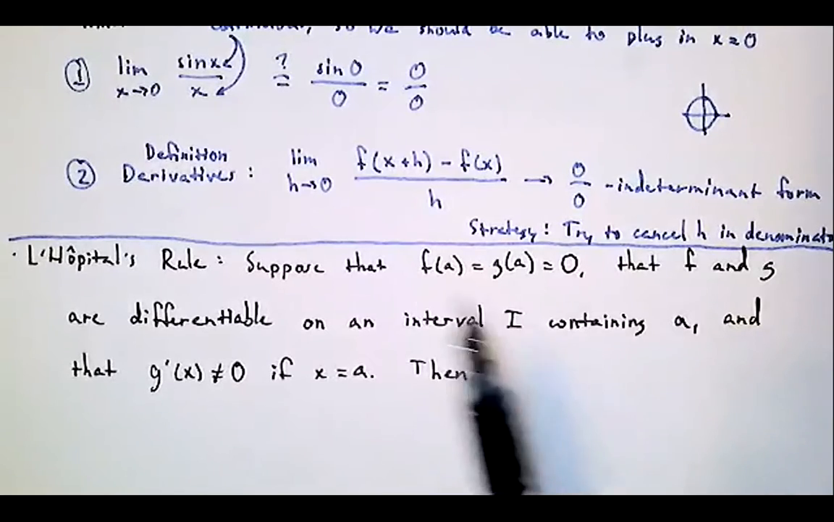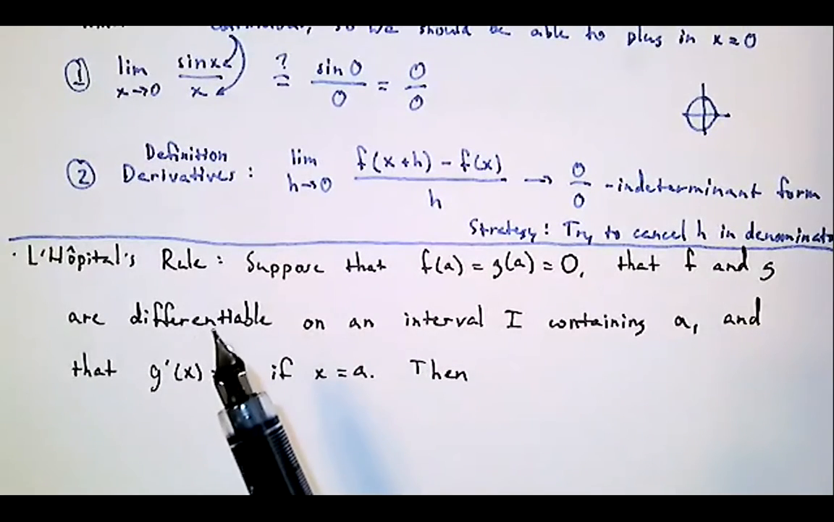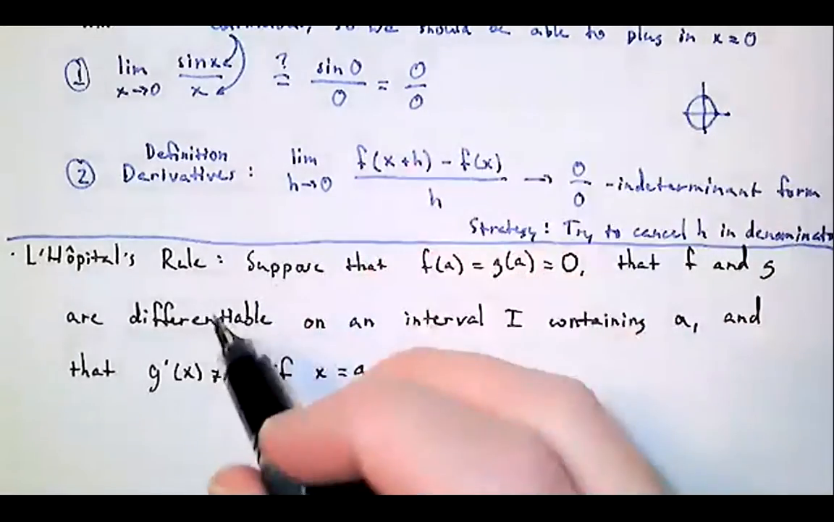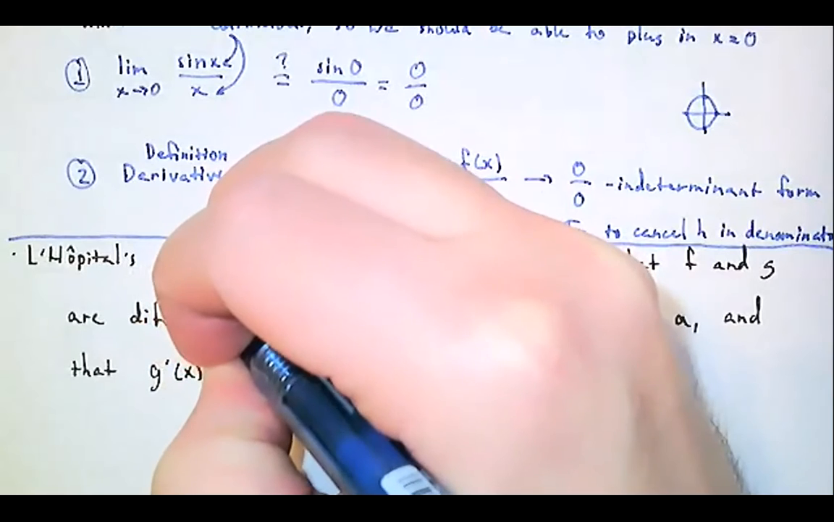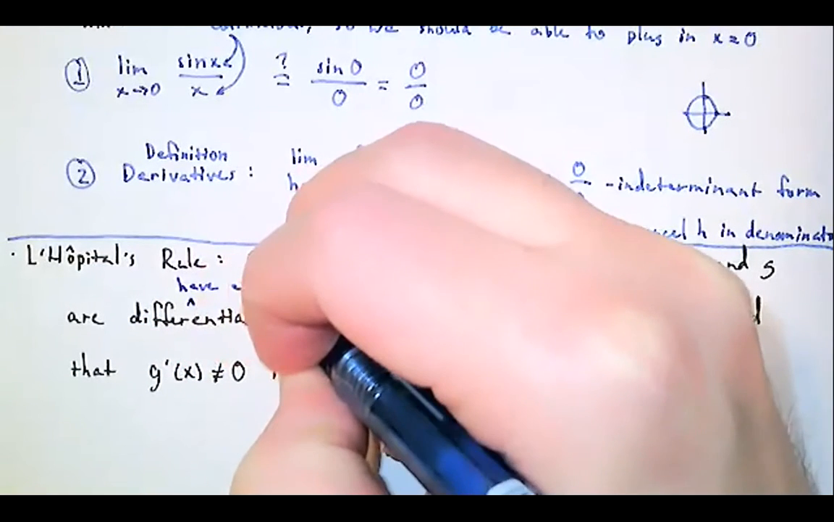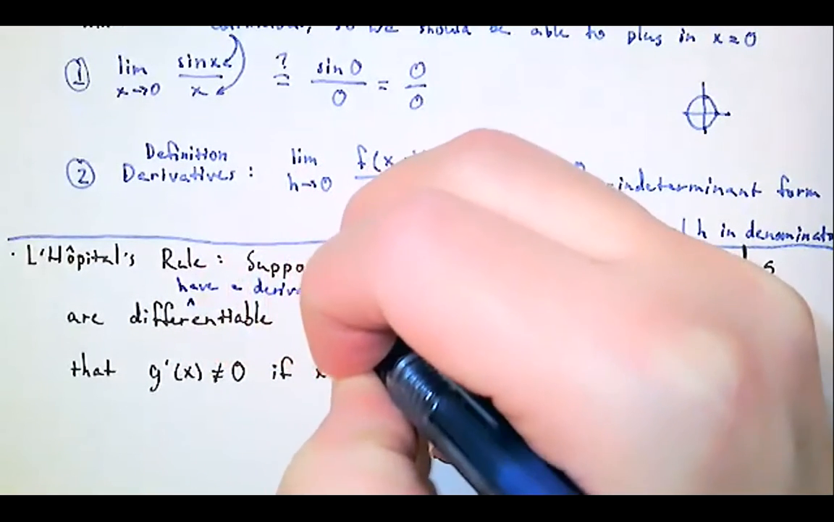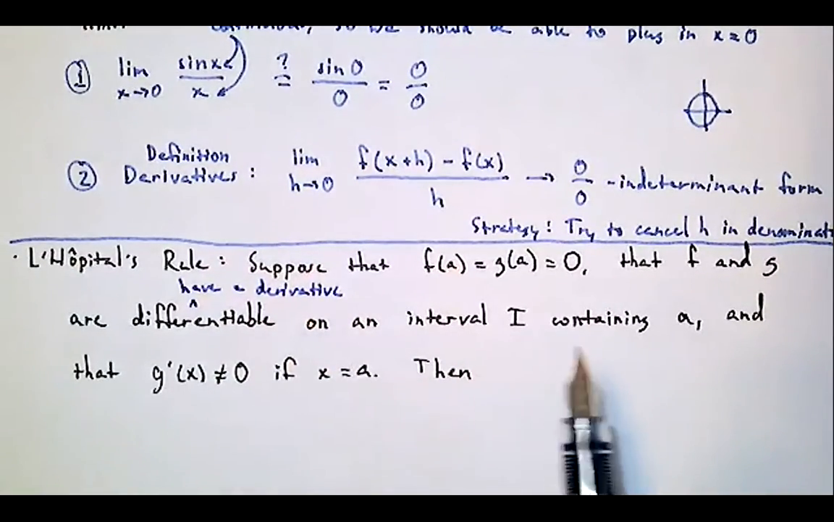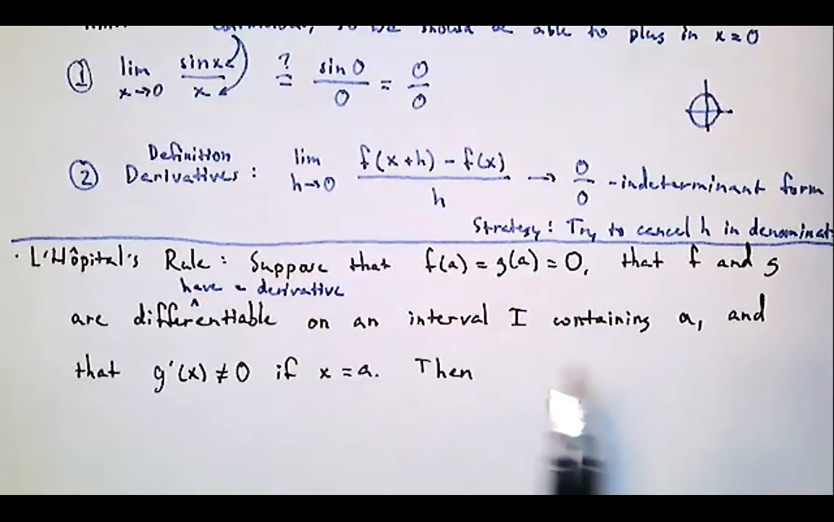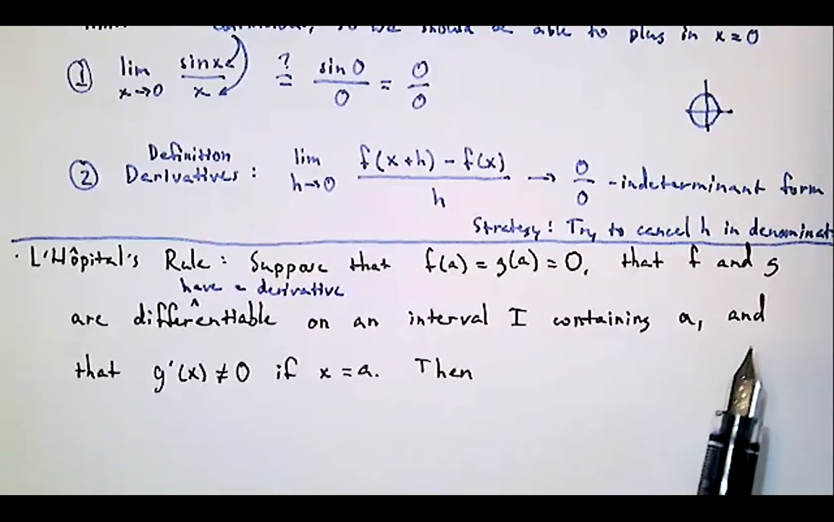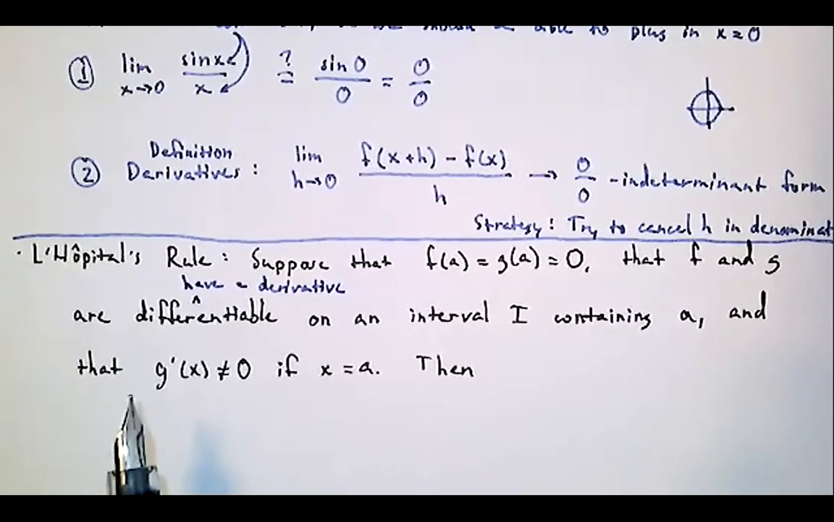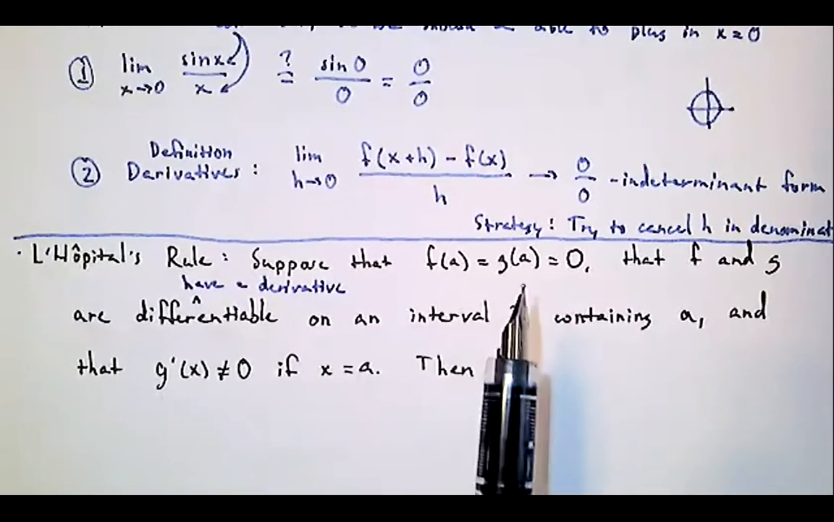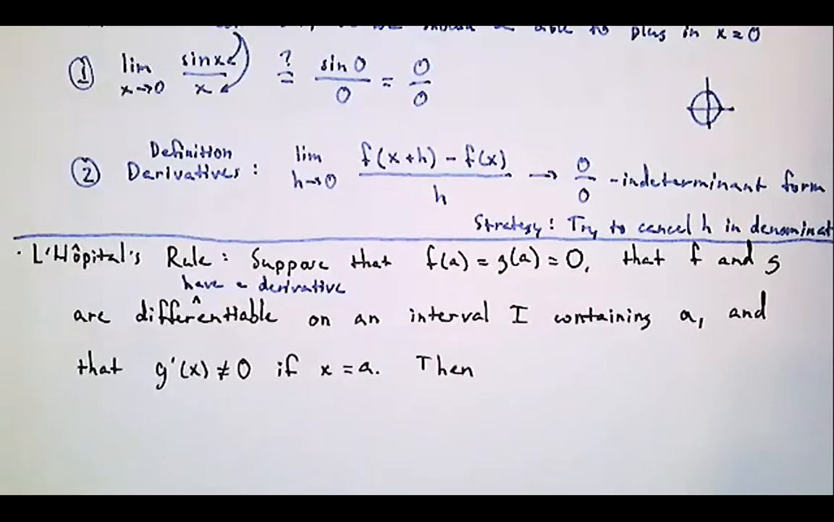I need to be sure that my functions are actually differentiable. So this means they have a derivative, in case you've forgotten or if that term is unfamiliar. They need a derivative on some interval containing a point. We won't stress this too much. And we also need to know that the derivative of the second function g is not equal to 0 if we plug in a.